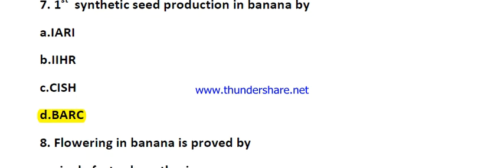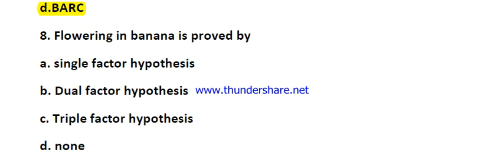Then question number 8. Flowering in banana is proved by, options are single factor hypothesis, dual factor hypothesis, triple factor hypothesis, then none of the above. Here the right answer is dual factor hypothesis.